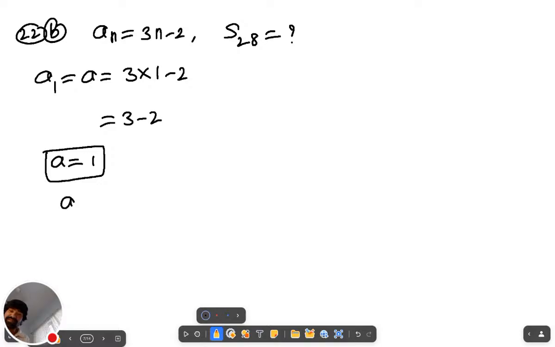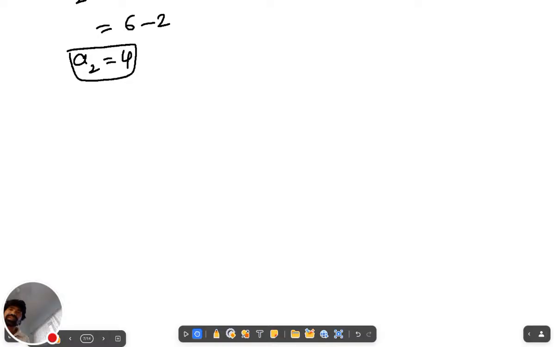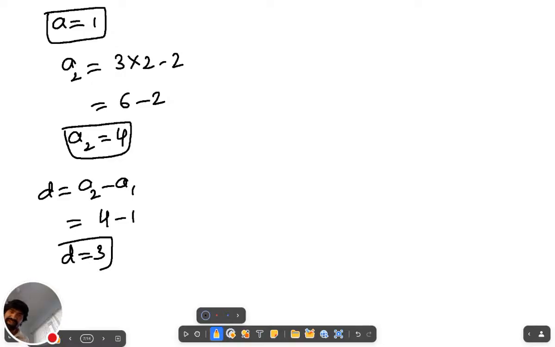Now to find the common difference, we also need to find the second term. To find the second term, just substitute n value 2. An is equal to 3 into 2 minus 2. 3 into 2 is 6, minus 2. So a2 is equal to 4. The second term is 4. Now we know the first term and the second term, right? So how do you get the common difference? Second term minus first term. The second term is 4 and the first term is 1. So 4 minus 1, d is equal to 3. So the common difference is 3.